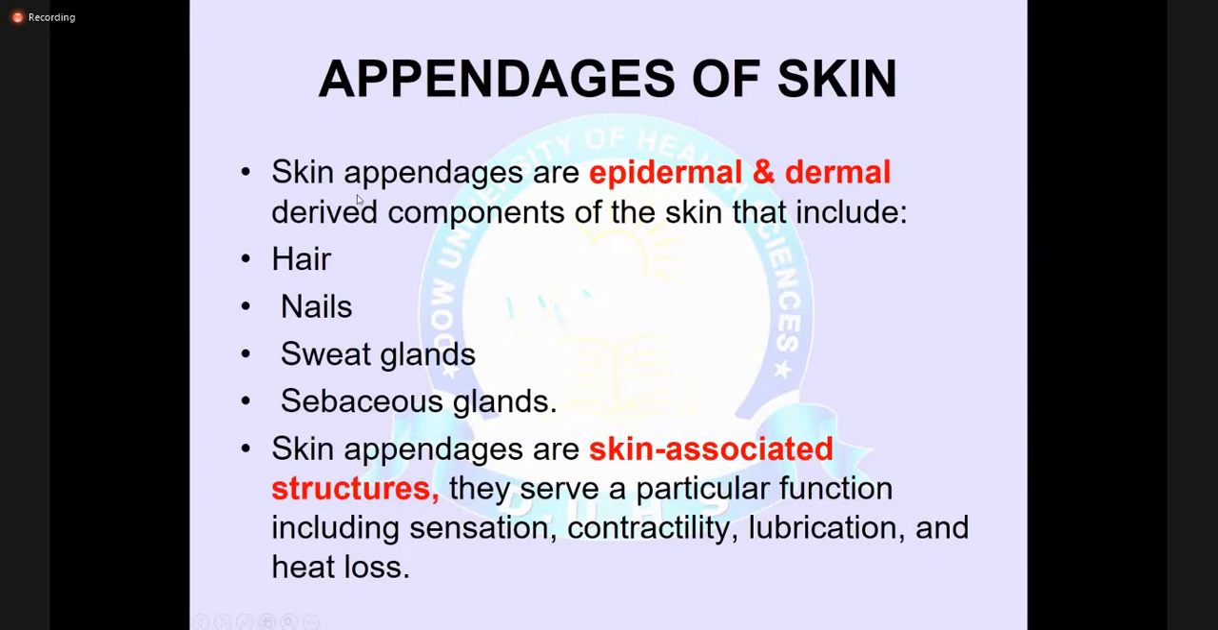By definition, the skin appendages are epidermal and dermal derived components of the skin, and that includes hair, nails, sweat glands, sebaceous glands. So the skin appendages are actually the skin associated structures, and they serve a particular function, including sensation, contractility, lubrication, and heat loss. And the most important thing that is written in the first line is that they all are derived from epidermis and dermis. So they are having their origin from ectoderm as well as the mesoderm.